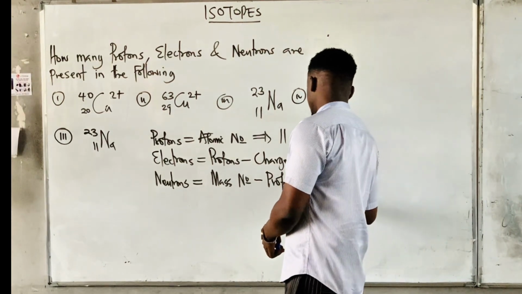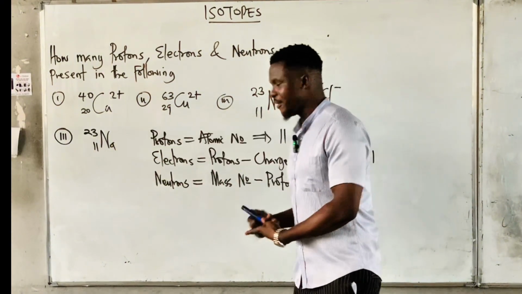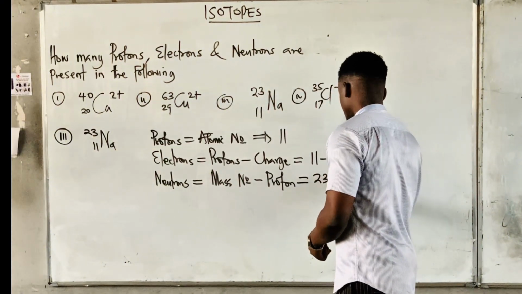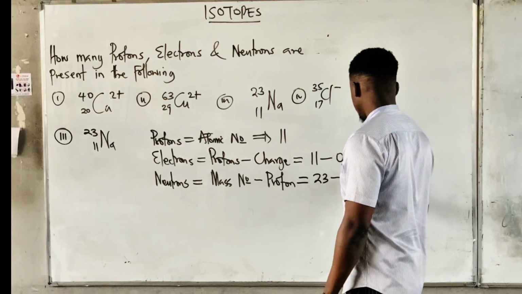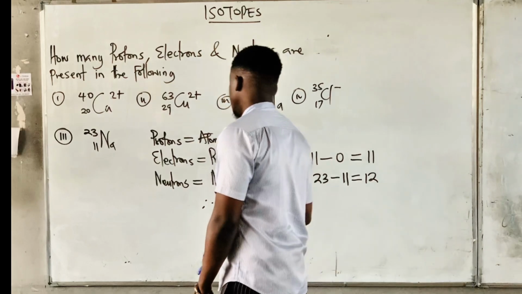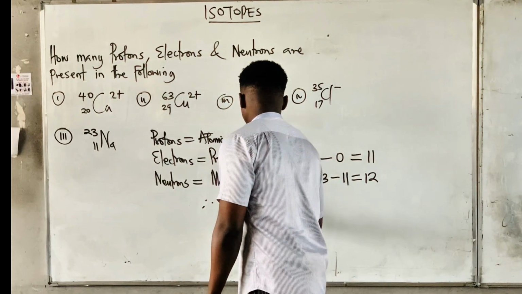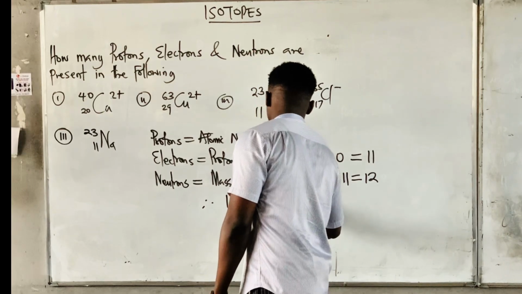Now the last guy, for the neutrons, what is the mass number of this guy? What is the proton number of that guy? So this becomes 12. So therefore, this guy becomes 11 proton, 11 electron, 12 neutron.